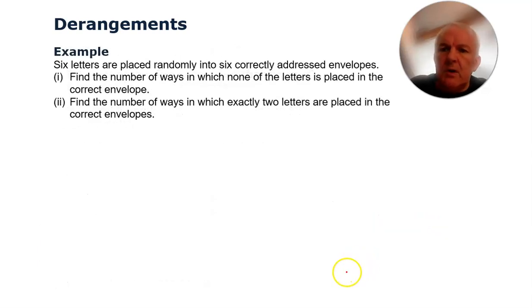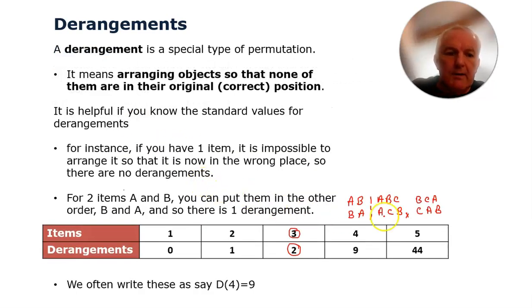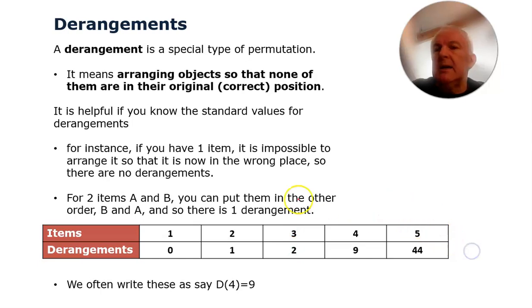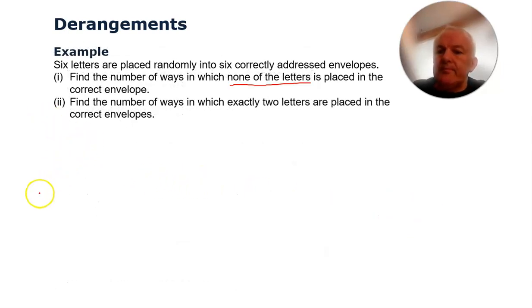So here is a question, and it says 6 letters are placed randomly into 6 correctly addressed envelopes. Find the number of ways in which none of them is in the right envelope. This is a derangement, then, isn't it? Now, this deliberately is me trying to make it a bit more complicated. If I had said 5 letters, we could have just quoted the answer from the previous page. 5 letters would have been 44. So what is that number for the 6th?